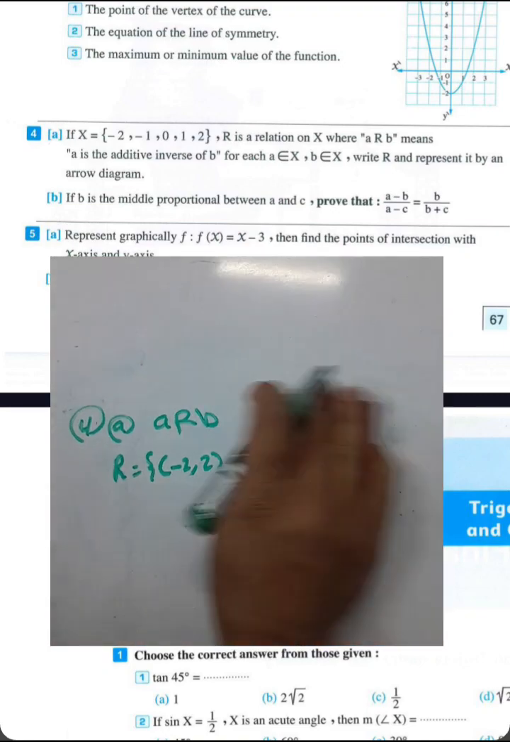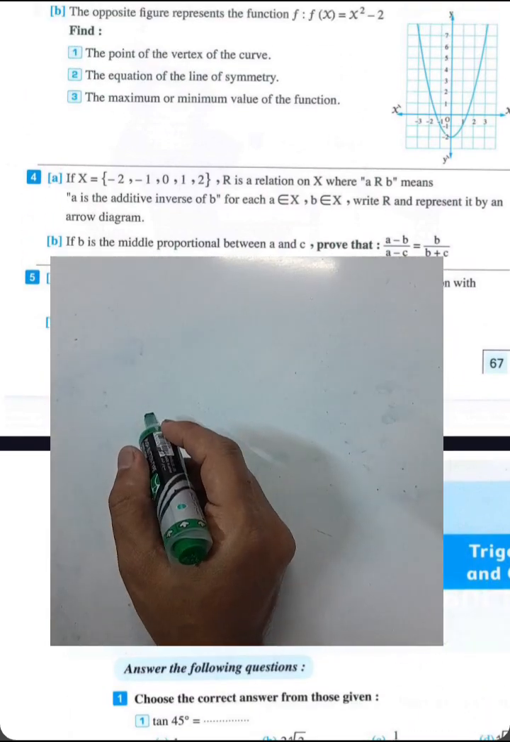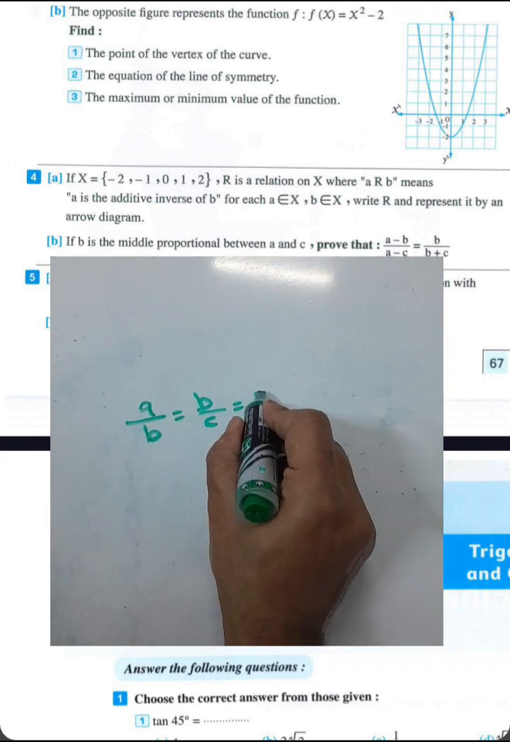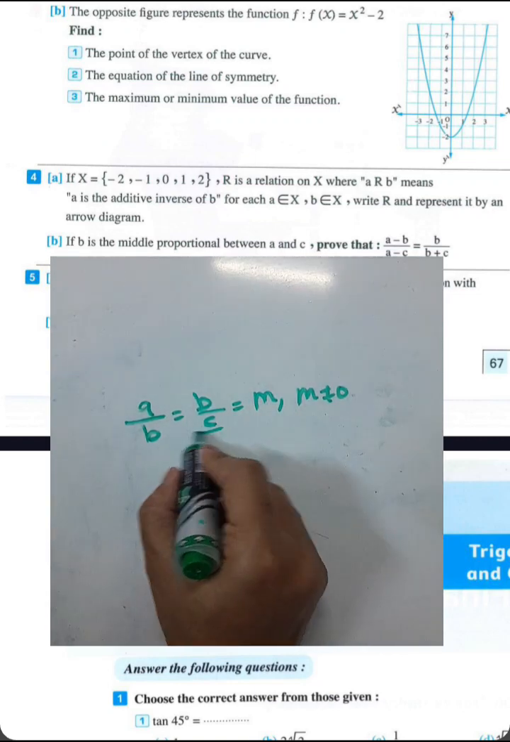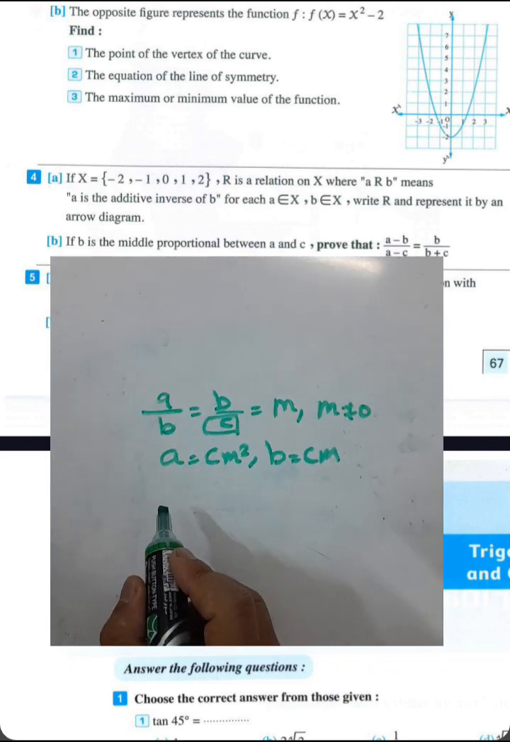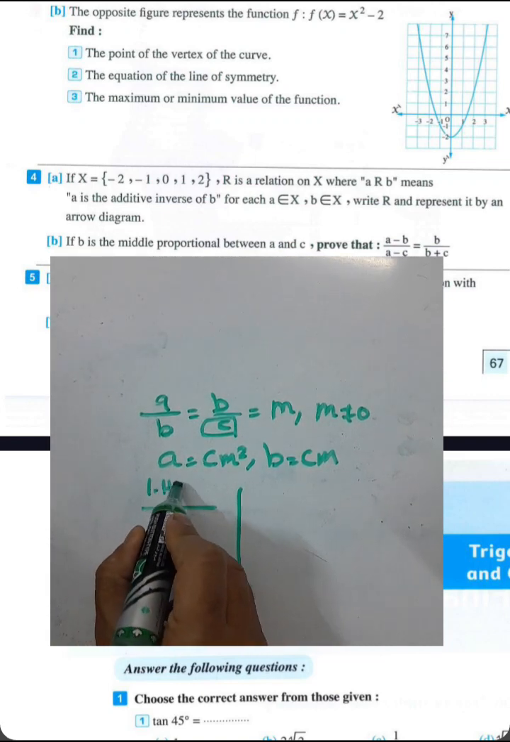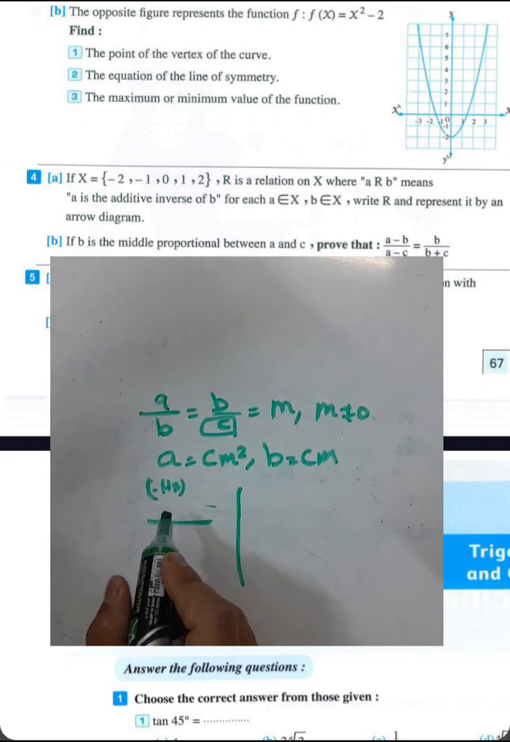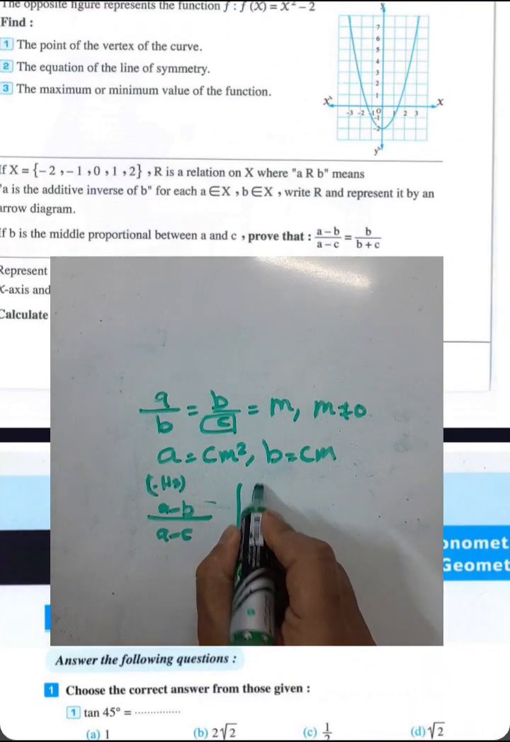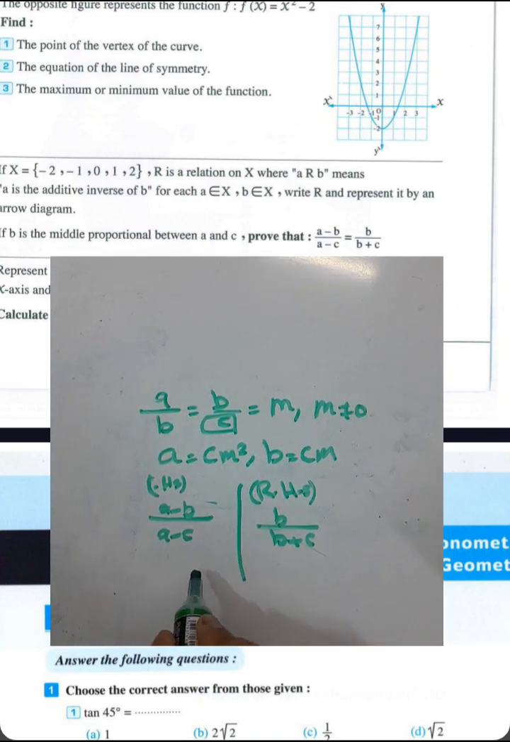Letter B. If b is the middle proportional between a and c, then we can write a over b equals b over c equals constant m, and m not equal 0. Then we can write a equals c m power 2 and b equals c m. And then we must prove that left hand side equals right hand side. Left hand side, he gave us a minus b over a minus c, and right hand side here b over b plus c.